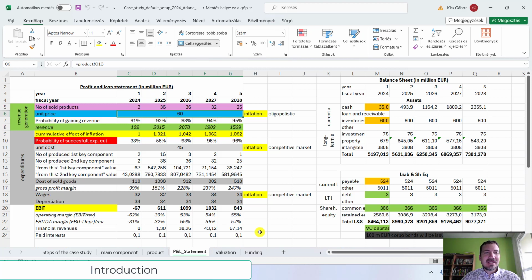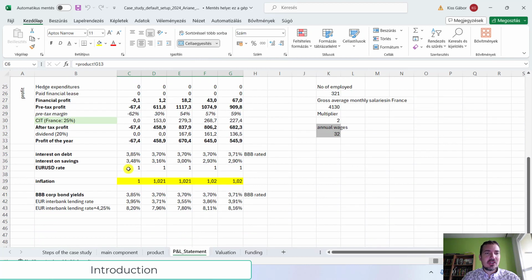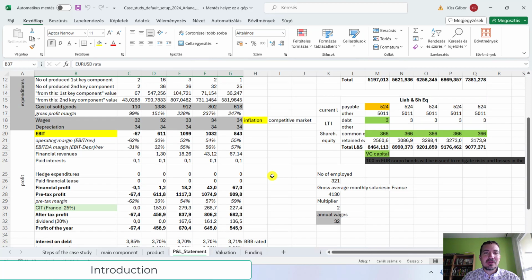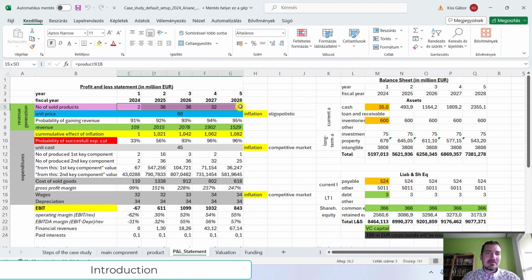Hello, ladies and gentlemen. Now it's time to continue the analysis of the case study based on one critical thing, and this is foreign exchange risk. So, first of all, right now, the case study doesn't have any specific foreign exchange risk because all our revenues are realized in euros, and also all our expenditures are realized in euros.